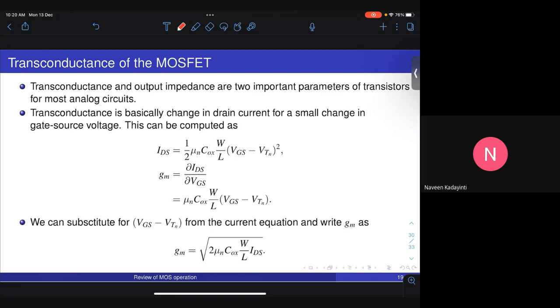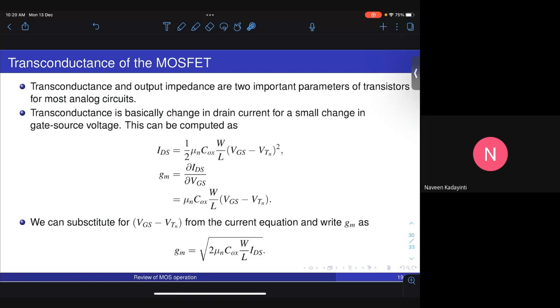So what is transconductance? Transconductance is nothing but the change in output current for a small change in the gate to source voltage. This can be computed very easily. So we have the equation for the drain current in the saturation region. GM is nothing but ∂IDS by ∂VGS. Just by taking the partial derivative of IDS with respect to VGS, we get this expression as μn Cox W by L into (VGS minus VTN).